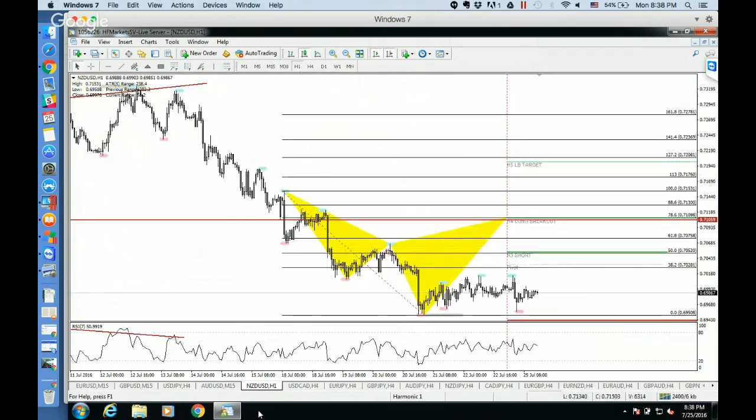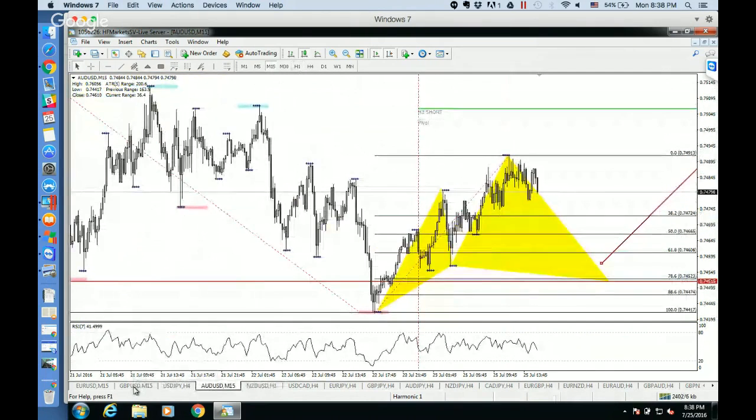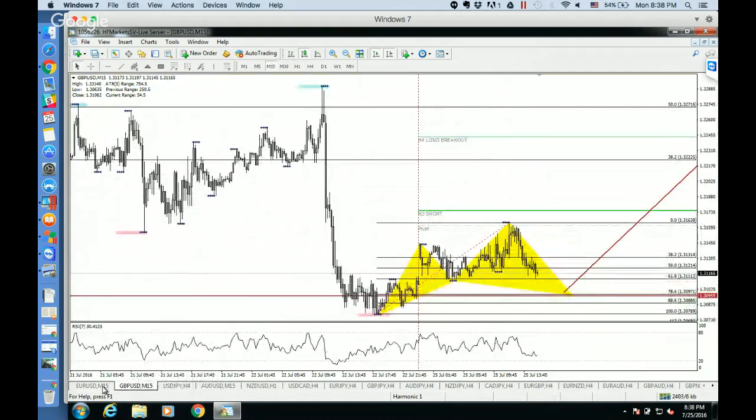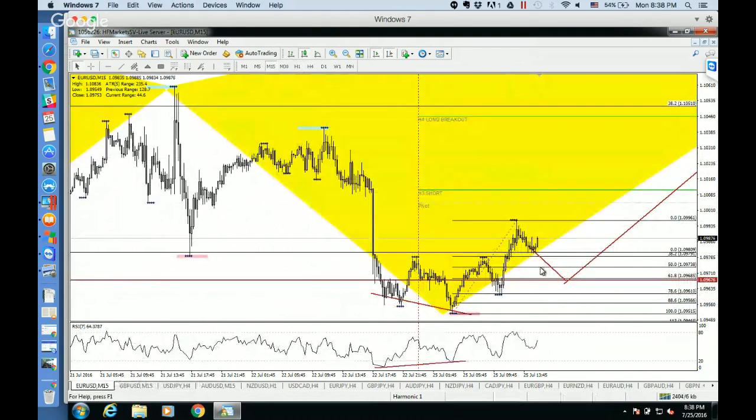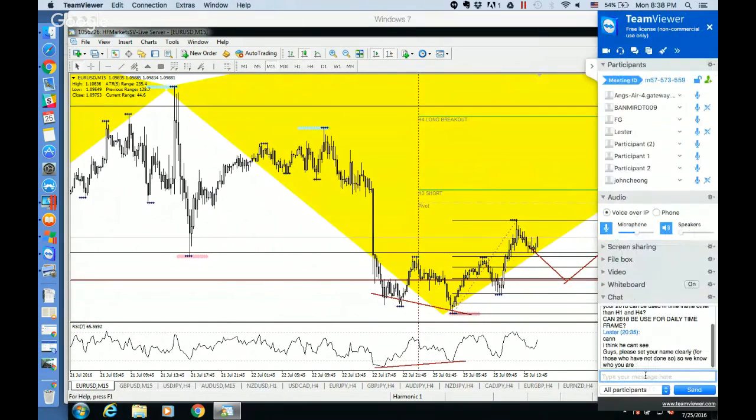All right, just to show you, Aussie dollar, you have setups coming in. Pound dollar, you have setups coming in. Even euro dollar, you have setups coming in. All right, any question?